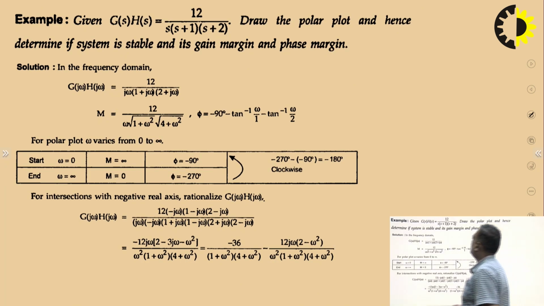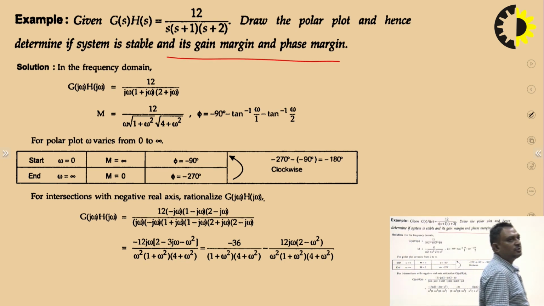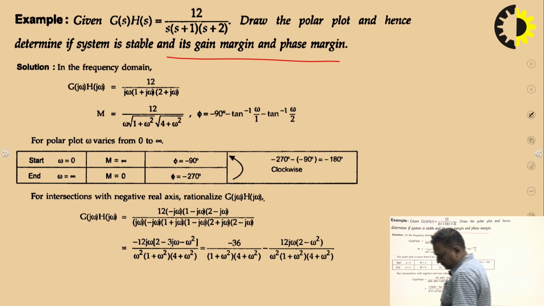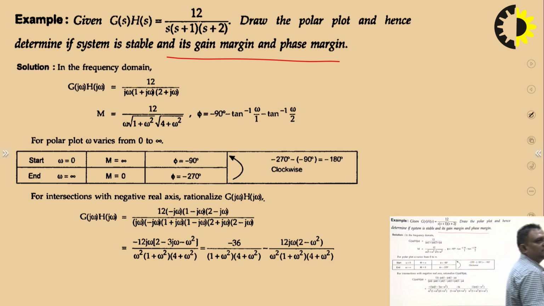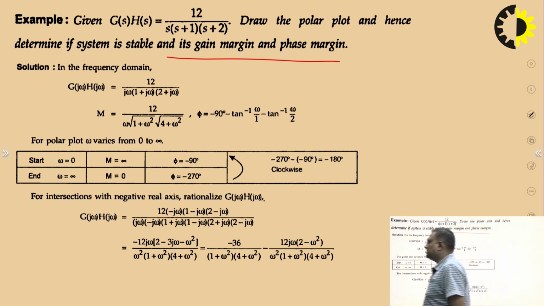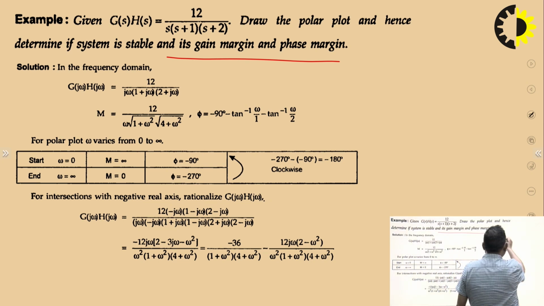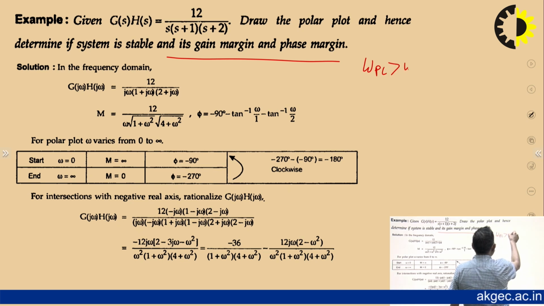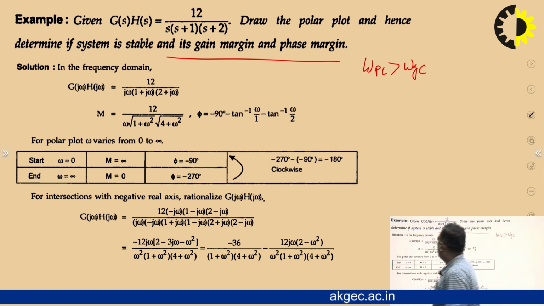Another one is: draw the polar plot for a system, and check whether the system is stable, and find its gain margin and phase margin. So in this particular question, we are also interested in gain margin and phase margin, which are two parameters used to define the relative stability of the system. For a system to be stable, both gain margin and phase margin must be positive, and regarding the corresponding frequencies, the phase crossover frequency should be greater than the gain crossover frequency. If it is not so, then the system will become unstable.